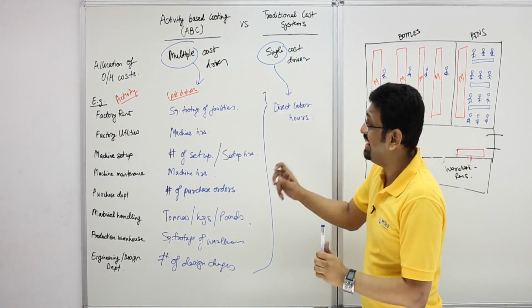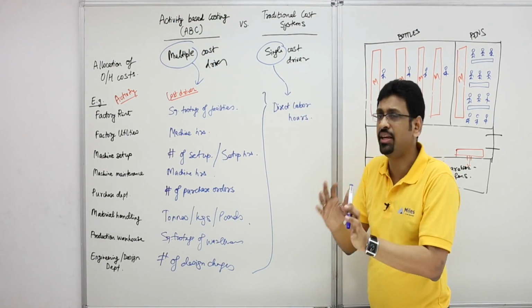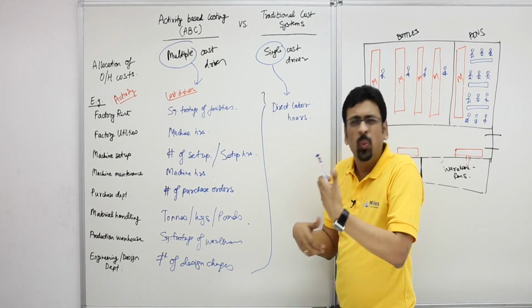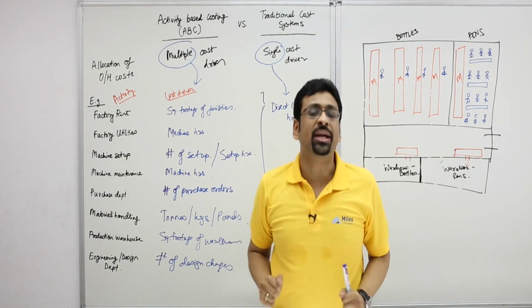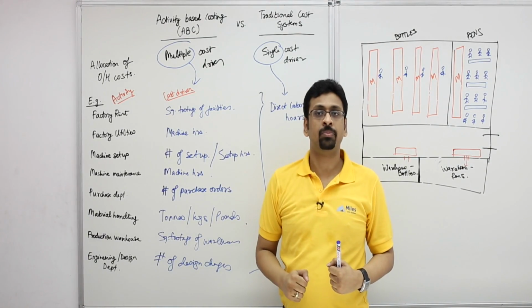So guys, this is activity based costing. So what we are saying here is, instead of using a single cost driver like direct labor hours, we'll use multiple cost drivers based on activity levels. Hence the term activity based costing.